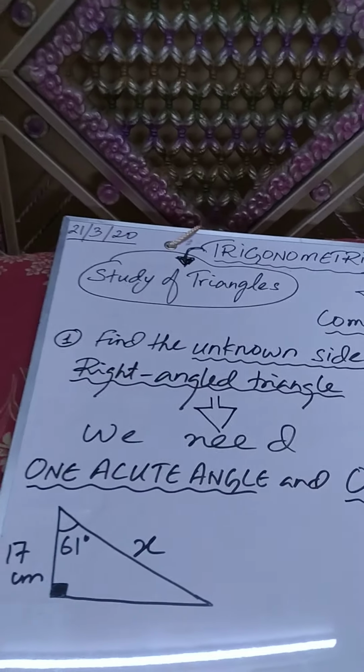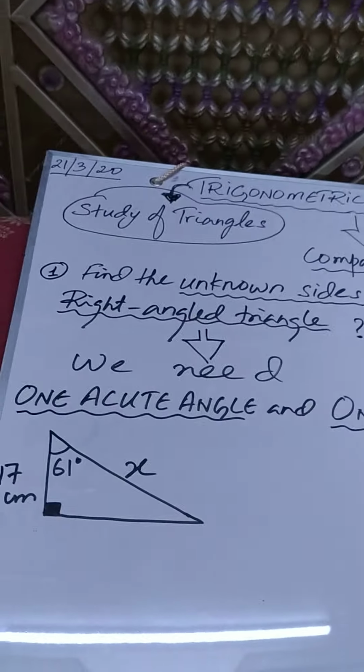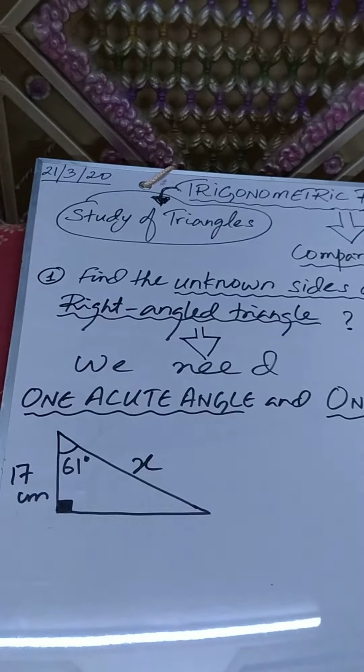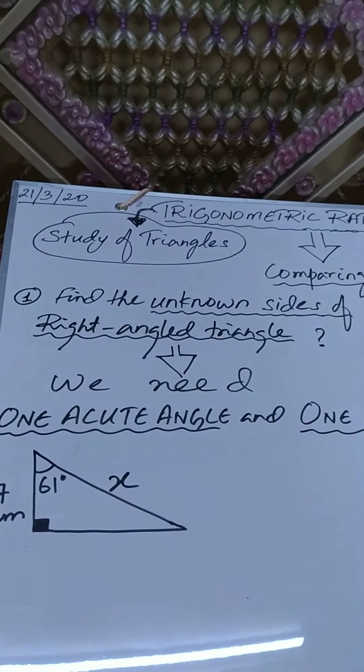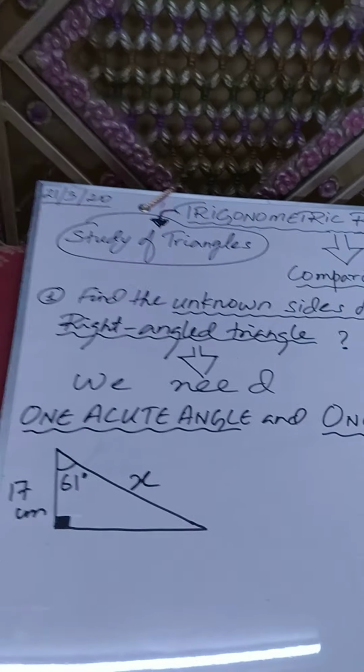Okay guys, so we know what trigonometric ratios are. Trigonometric ratios mean comparing the two sides of a right angle triangle, comparing two sides of a right angle triangle.